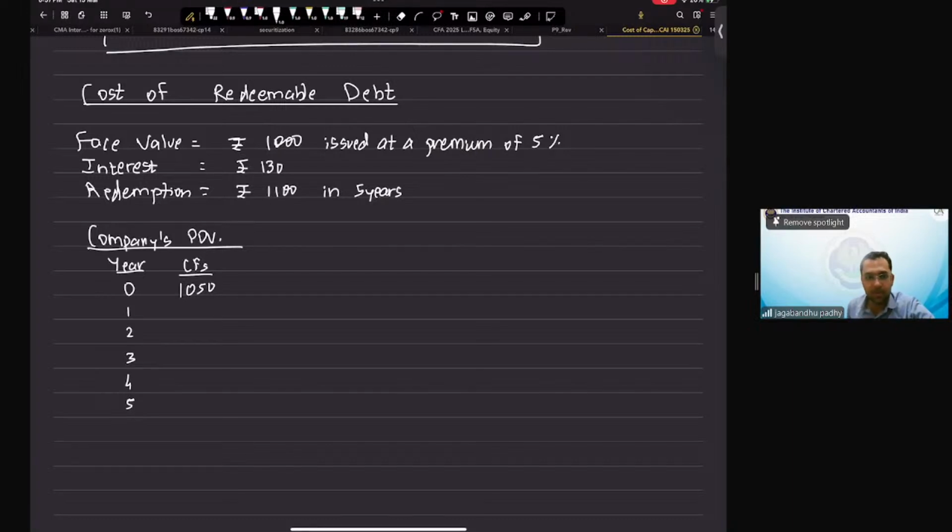In each of these 5 years, what's going to be the cash flow position for the company? Inflow or outflow? There's going to be an inflow, right? Or outflow? Outflow. Okay. So it's going to be an outflow of 130 every time.